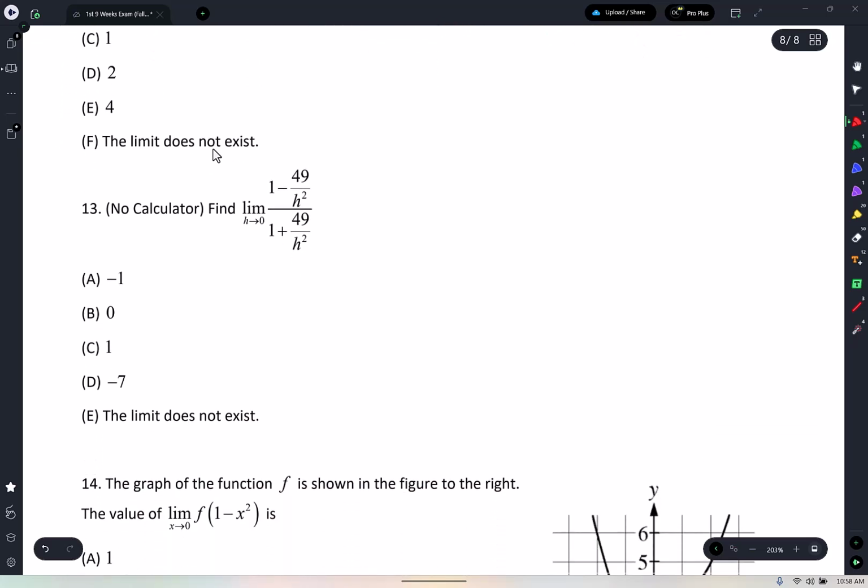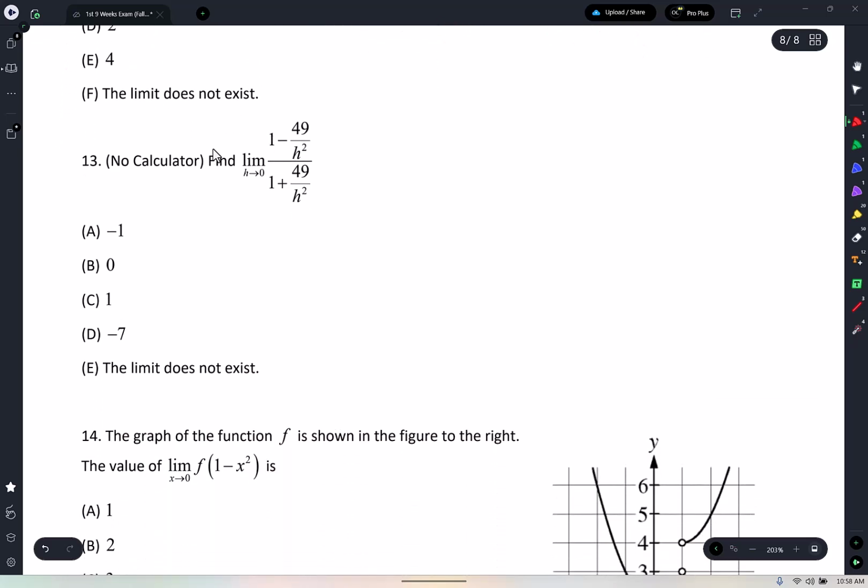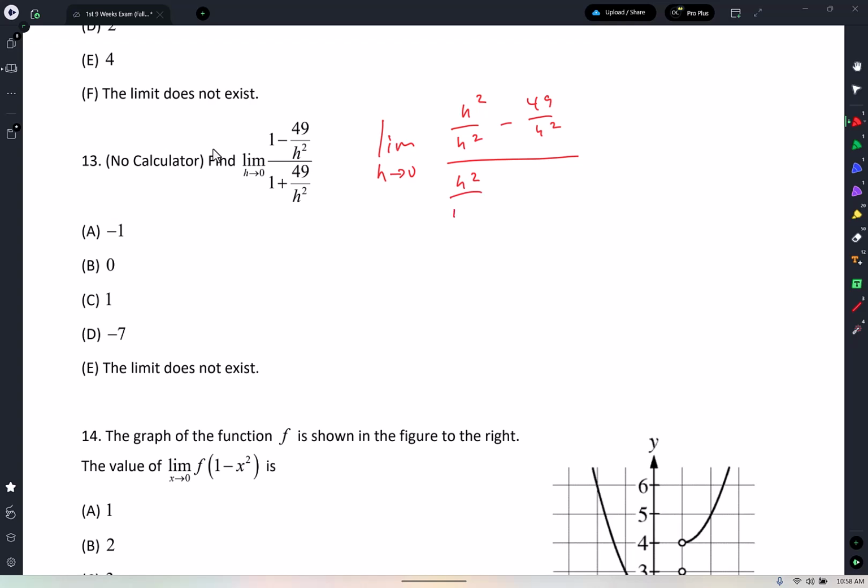All right, number 13. Try to do this one with arithmetic, I guess, and just logic. Get a common denominator with the ones. So I'm going to rewrite it, guys. Limit as h approaches 0 of (h squared over h squared minus 49 over h squared) over (h squared over h squared plus 49 over h squared). So look what you have. I guess I'm doing bad math here. I should say limit.